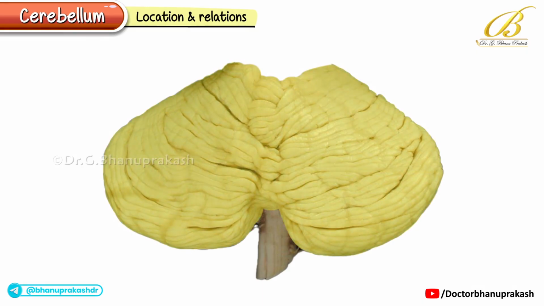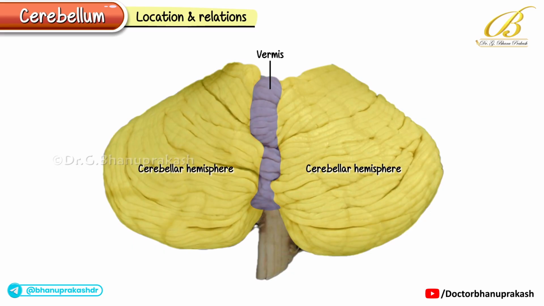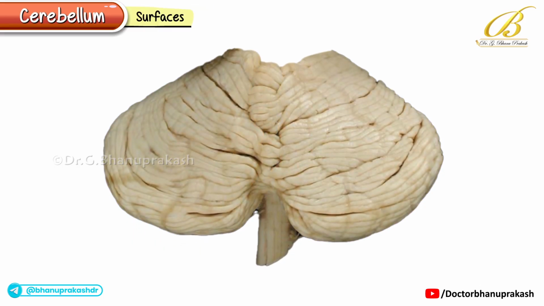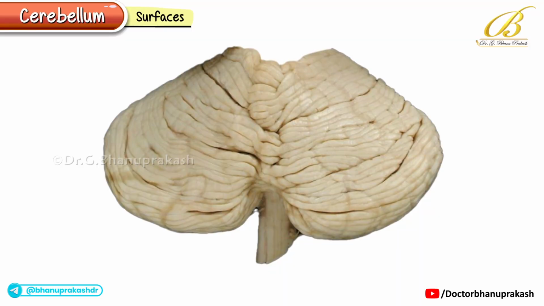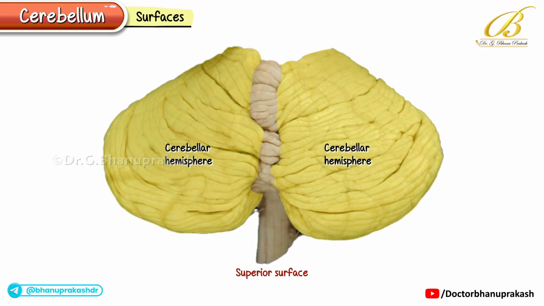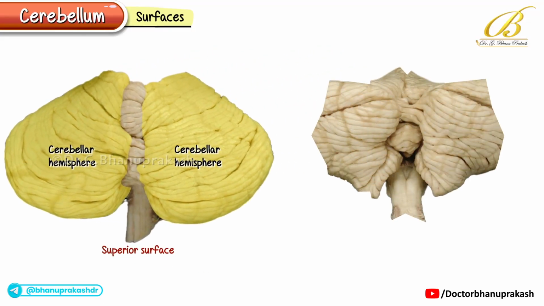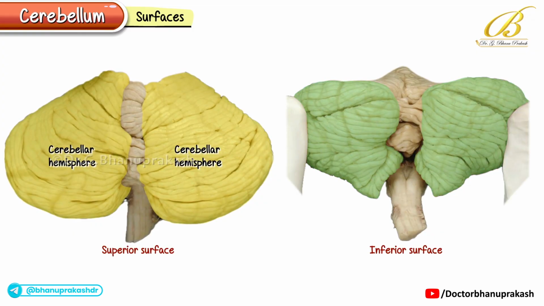The cerebellum is made up of two large cerebellar hemispheres, and these two hemispheres are united in the midline by a narrow structure called the vermis. Let's look at the surfaces of the cerebellum. On the superior surface, the two hemispheres are continuous with each other, giving it a smooth appearance. On the inferior surface, there is a deep median notch called the vallecula cerebelli.